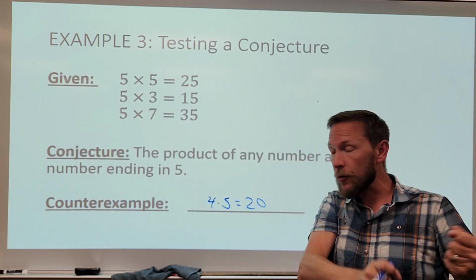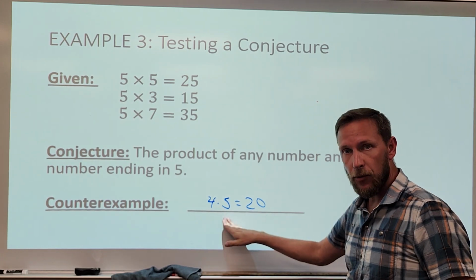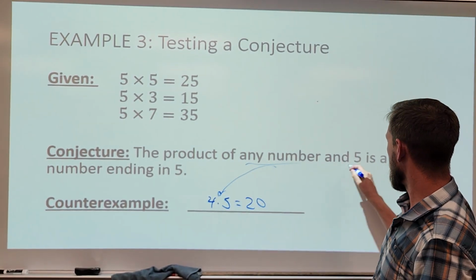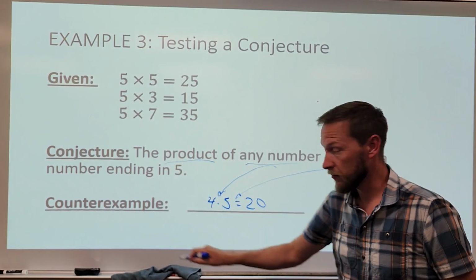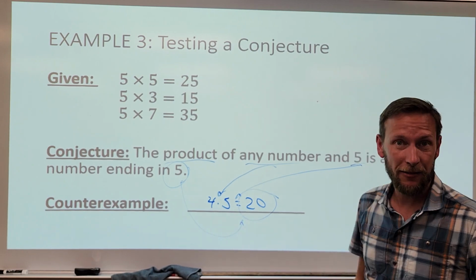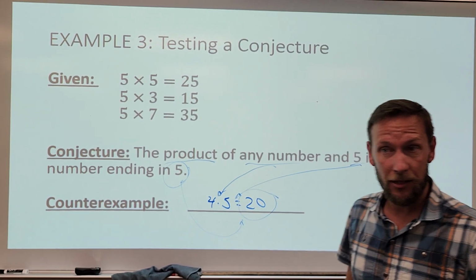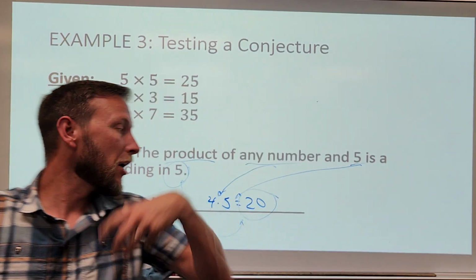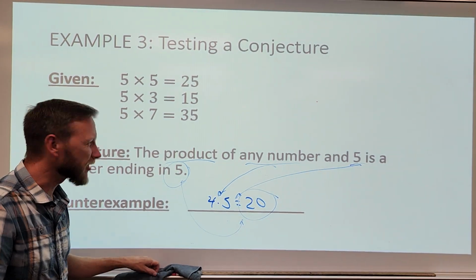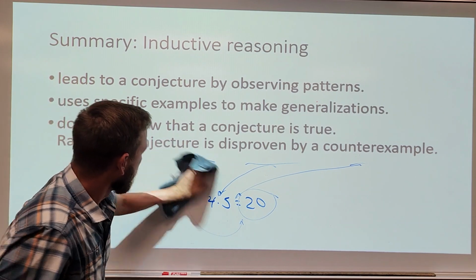So if we're going to give a counterexample, then we will give an example where we're still doing any number and 5, multiply, but our answer is not something that ends in 5. The product is not a number ending in 5. So we still have the beginning part true, but the end part is different from what our conjecture stated. That's a little bit hard to wrestle with, but that's the way that it is.